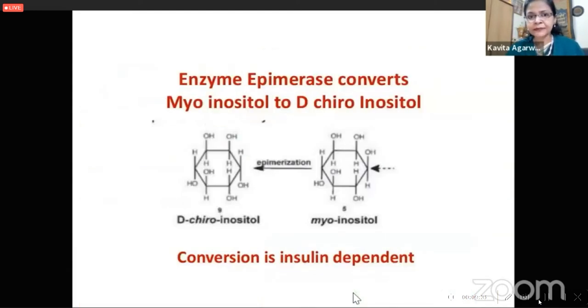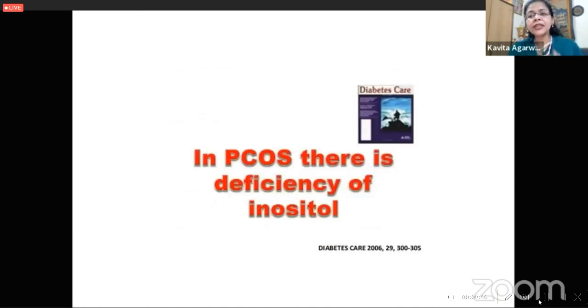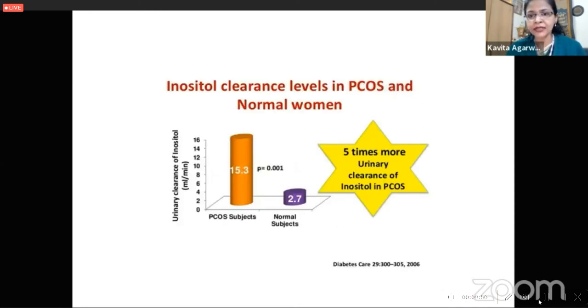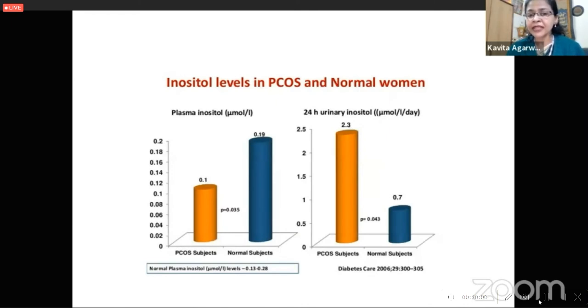One more thing I would like to add here is that there is an enzyme, epimerase, which converts MI to DCI, and this enzyme is also insulin dependent. So now in PCOS, there is a deficiency of inositols. It has been seen in studies that in PCOS women there is 5 times more urinary clearance of inositols. The plasma levels of inositols are very low, and there are high 24-hour urinary inositols.